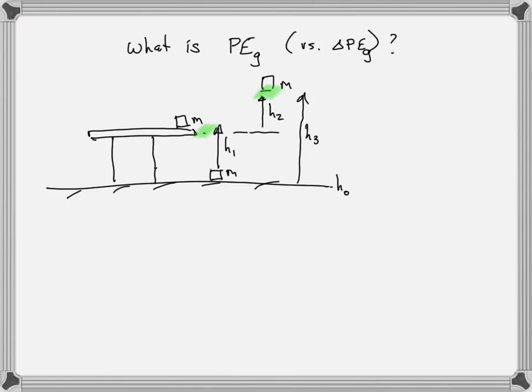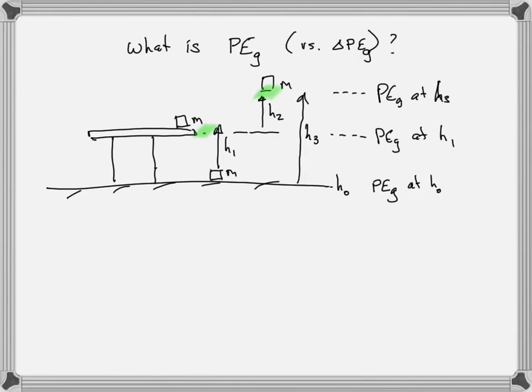So we haven't talked about the potential energy at a point. In other words, what is the potential energy due to gravity at h0? What is the potential energy due to gravity at h1 above the ground? What is the potential due to gravity at h3 above the ground, or h2 above the table? What is it at those points, rather than the change in potential energy?